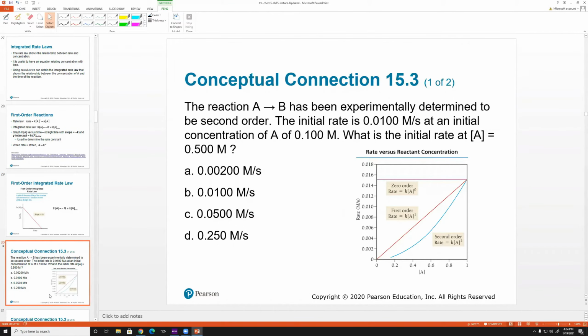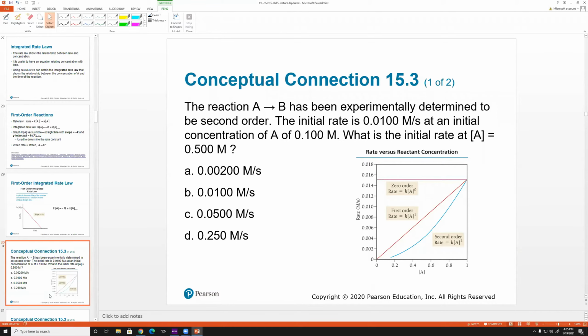Next, a reaction A to B has been experimentally determined to be second order. So think about that. Second order, you automatically think, all right, if I double the concentration of the reactant, I quadruple the rate. So what do we say? The initial rate is 0.01 molarity per second at an initial concentration of A equals 0.1. So the rate of the reaction is 0.01 at an initial concentration of A of 0.1. What is the initial rate at 0.5?